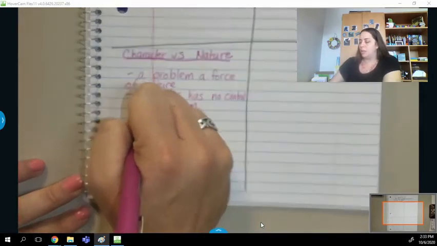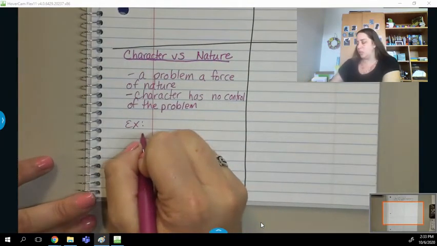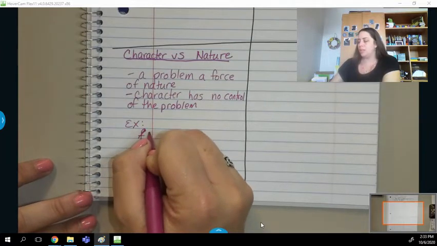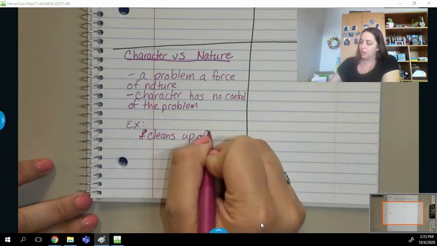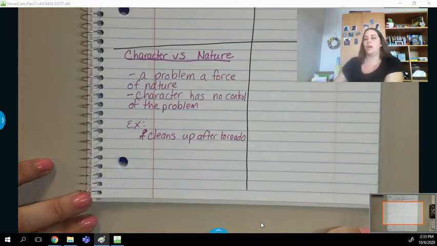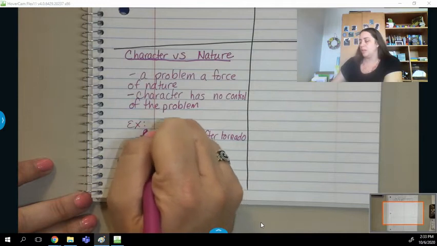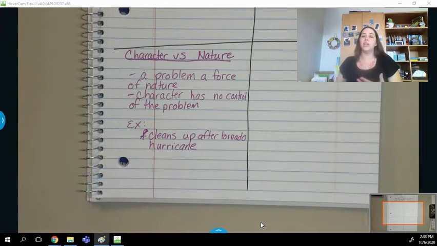So no control of the problem. So for example, this would be a character that fights a tornado. Well, maybe not fighting a tornado, but cleans up after a tornado. That would be a better one. Or another example would be like a hurricane. So a hurricane would be a force of nature that a character has no control over, but sometimes that hurricane causes a problem that the character then has to solve.